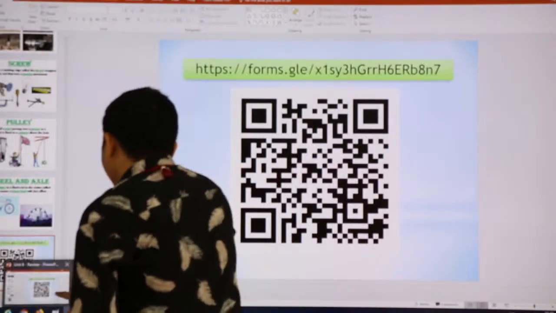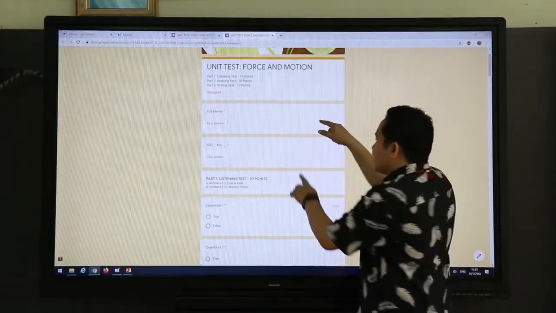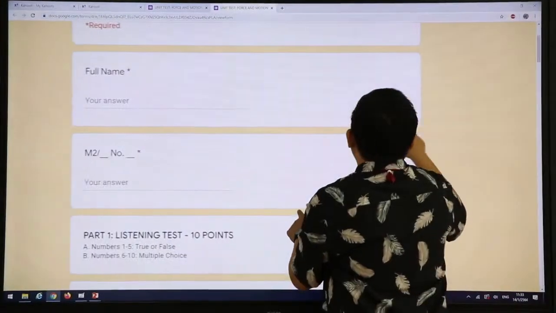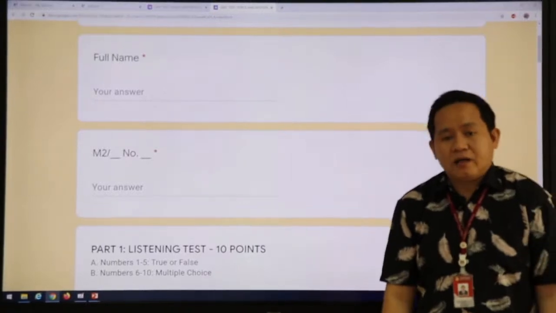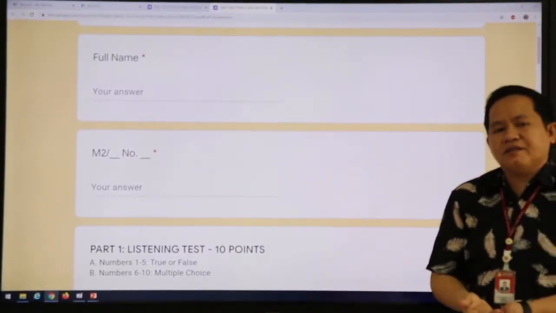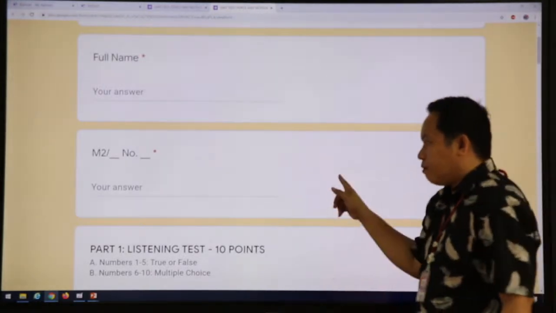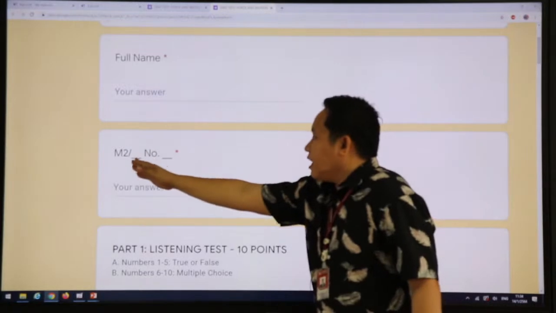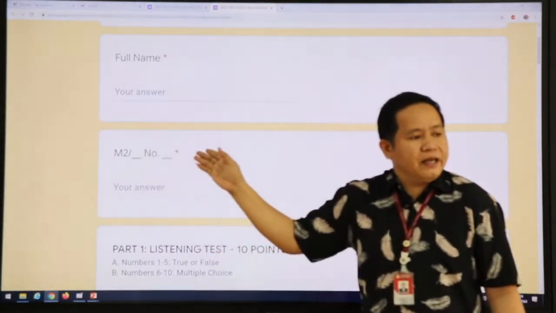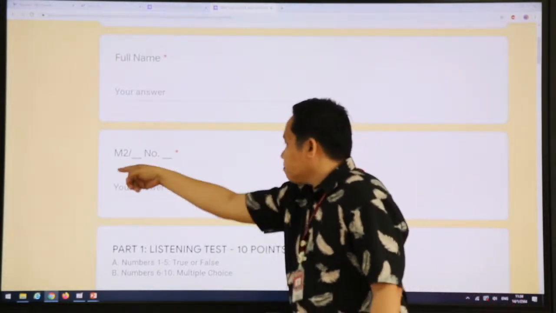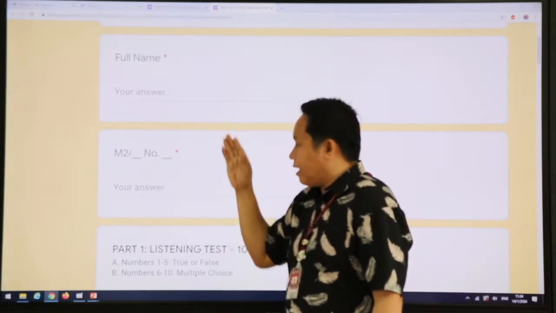For the listening test, before we proceed, please don't forget to write your full name, not only your nickname. Even only your first name is fine, but not a nickname, not Ball, not Boss, not Frankie. If your name is Tirapat, just write Tirapat. Next, please type in M2/blank. Please do not forget this. Format: M2/blank, number, full stop, and blank.